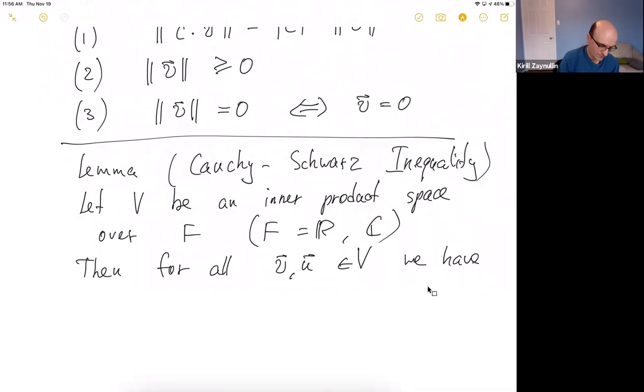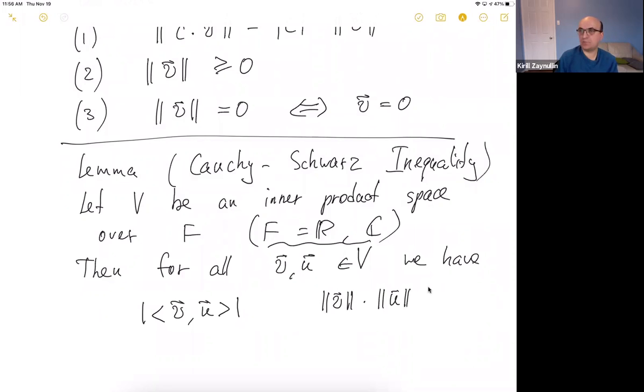So let's just look at the inner product and compute it of these vectors. This way we will get either a real or complex number, depending on what your field is, and then we'll just take the absolute value. And on the right-hand side, we just take the product of the lengths of these two vectors in this vector space with respect to that inner product. And the claim is that the left-hand side is always less or equal than the right-hand side.